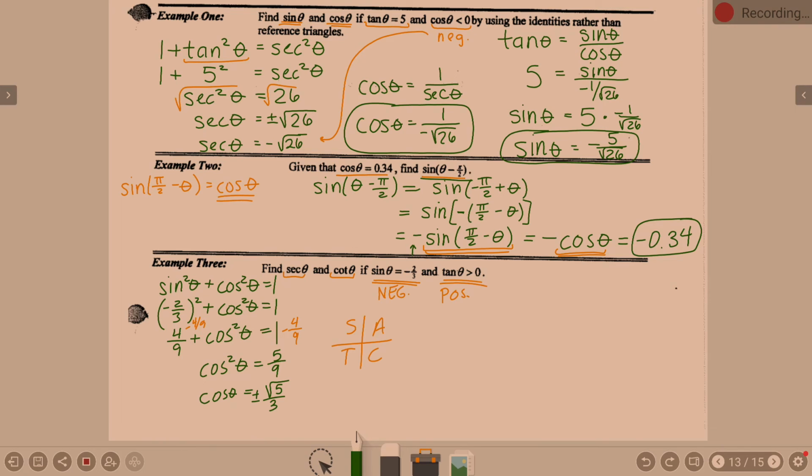I think I'm going to go with quadrant 3. Why quadrant 3? Because tangent is positive, other than quadrant 1. But sine is negative. So if tangent is positive, we're Xing out those two. But if tangent is positive and sine is negative, we're Xing out the all. So cosine is negative. Agreed? Agreed. So cosine theta is negative square root of 5 over 3.